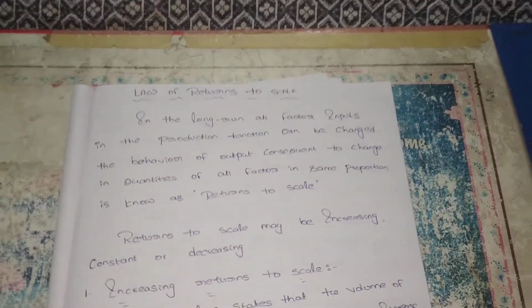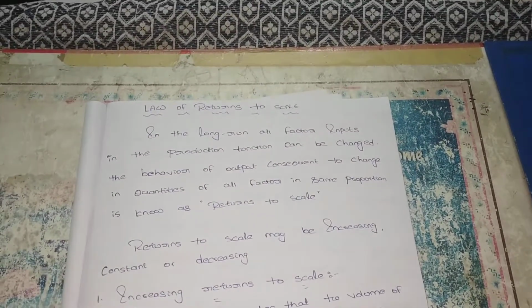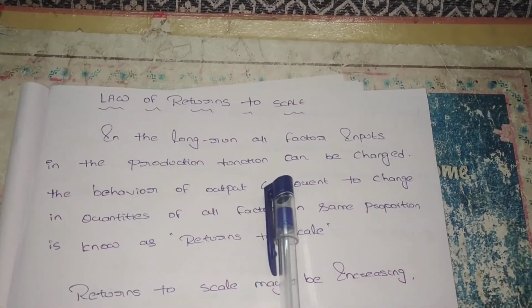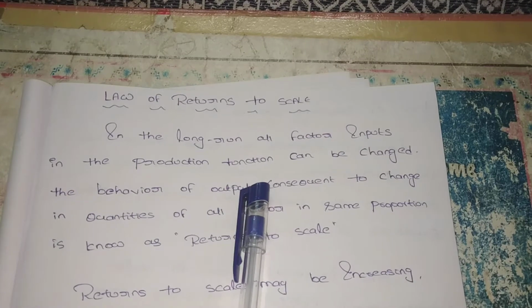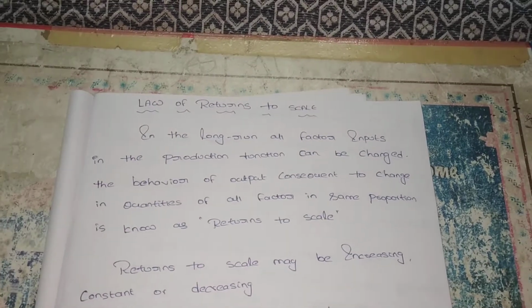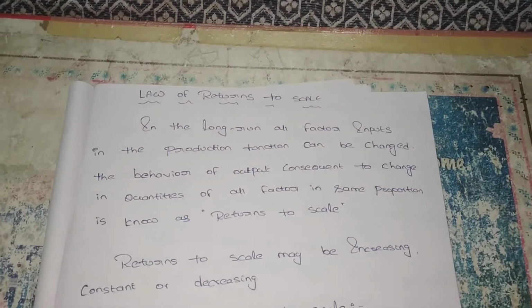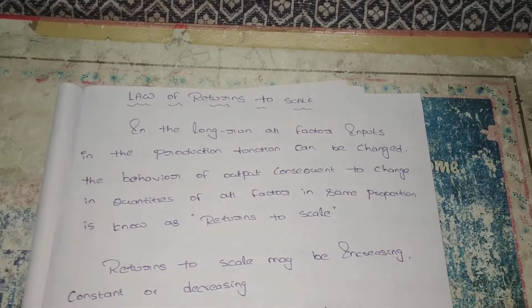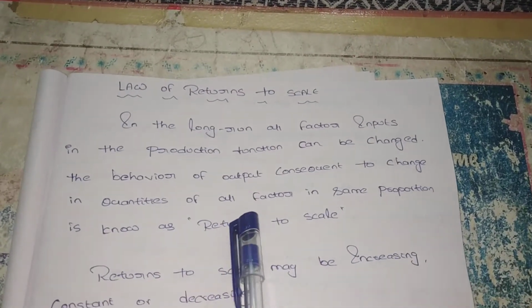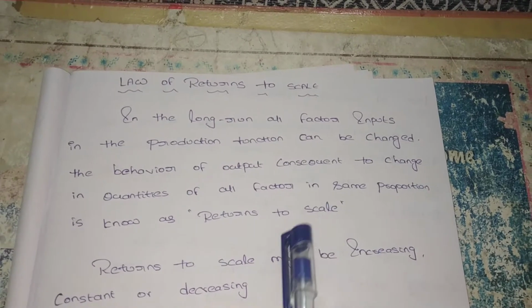Today our concept is the law of returns to scale. In the law of returns to scale, all units are variable. Let's see here. In the long run, all factor inputs in the production function can be changed. In the long run, the Isoquant curve and the law of returns to scale are applicable only in the long run. In the long run, every input factor is variable. What is the behavior of output?